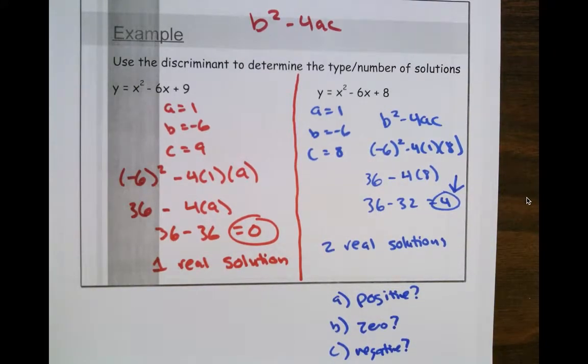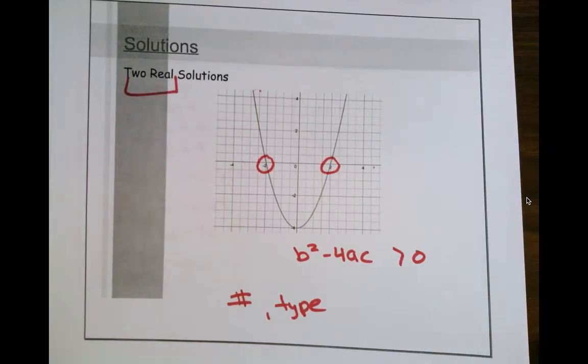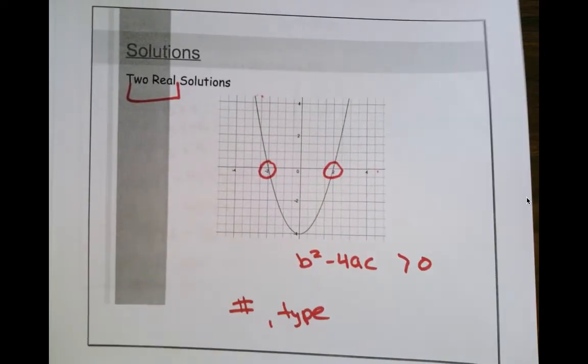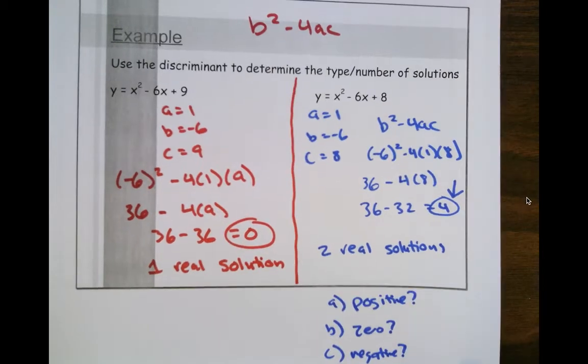And again, that's all I have to answer for now. I don't need to actually figure out what those solutions are going to be. That's going to be something that we'll do moving forward. That means it would look something like this. We would have two real x-intercepts. We would see the two values where y equals 0. And that's what we're looking for. We're identifying the number and type of solution we're going to have for a quadratic expression.